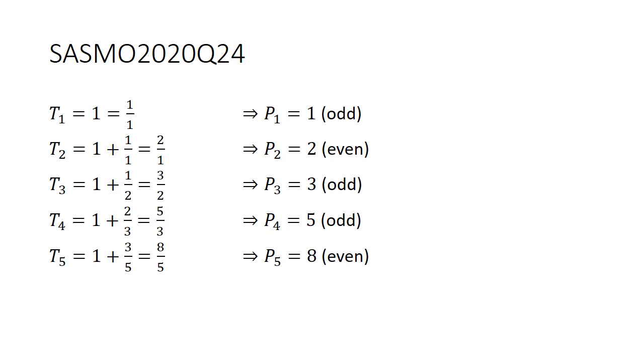But if you look even deeper, there is another pattern. 1 plus 2 is equal to 3, 2 plus 3 equals 5, 3 plus 5 equals 8. This is just the Fibonacci sequence. So we can test it out. t6 is equal to 13 over 8. So p6 equals 13. That's the next number in the Fibonacci sequence, which is odd. And you can suspect that this pattern is going to continue forever.